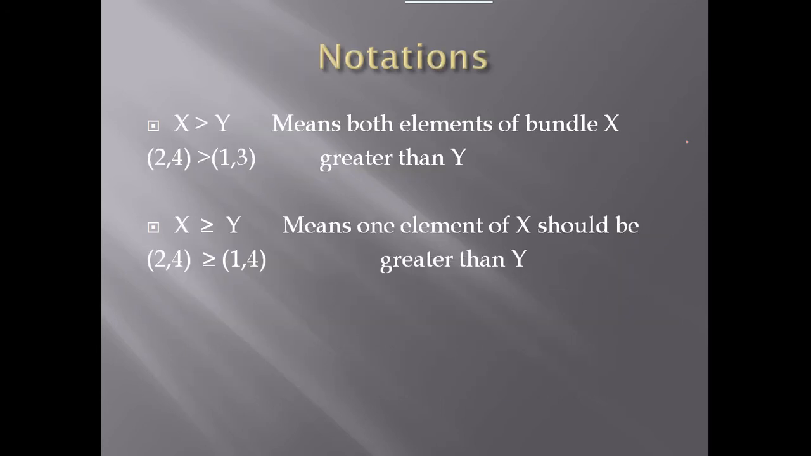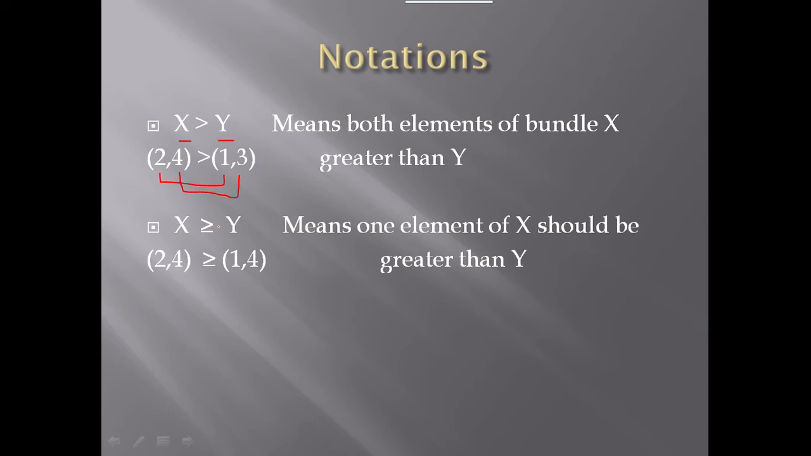These are some notations with which you are already familiar. X is greater than Y. X and Y are two consumption bundles. We are saying X is greater than Y means both elements of bundle X are greater than those of Y. In bundle X we have 2 and 4. In bundle Y we have 1 and 3. 2 is greater than 1. 4 is greater than 3. Both elements of X are greater than the elements of Y.